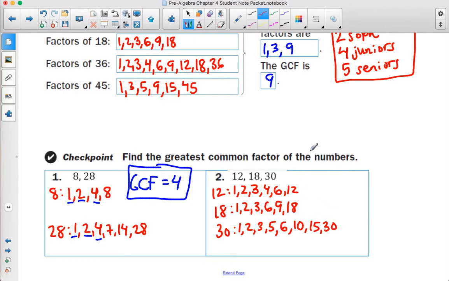I've listed out all the factors, now I just need to find the biggest one. So the common ones are 1, 2, 3, not 4, 6 though. Are there any others? Nope, 12. Nope, so the biggest one that they have in common, the greatest common factor of 12, 18, and 30 is 6. That's our first way of finding the greatest common factor, is just to list them all out. And it's not a bad strategy, it just takes a while, so you have to be patient with these ones.